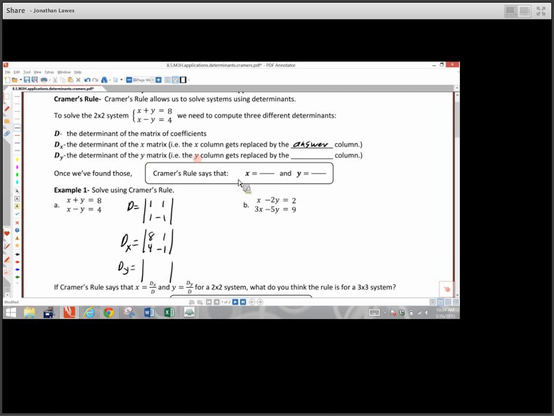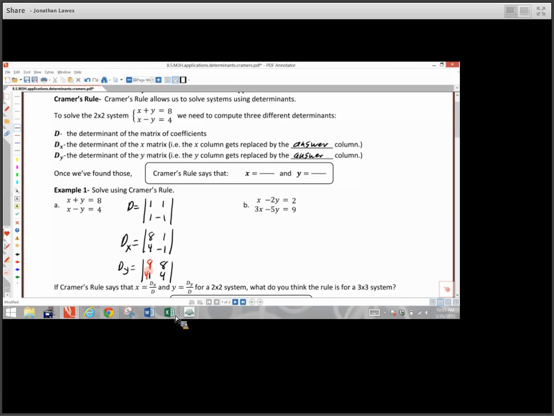And in this case, the y column gets replaced with, again, the answer column. Please don't make this mistake. Everybody watch, please. This is a common thing. Remember, you always start with the matrix of coefficients, and you just replace the columns one at a time. So we replace the x column with 8, 4. Now we're going to replace the y column with 8, 4. And this comes back, and it's still 1, 1. Everybody clear on that? Please don't make this 8, 4.